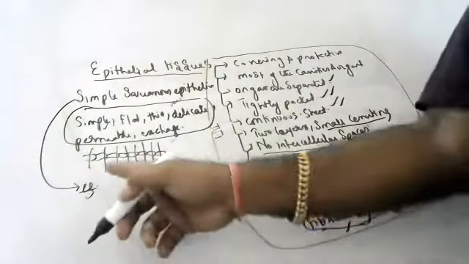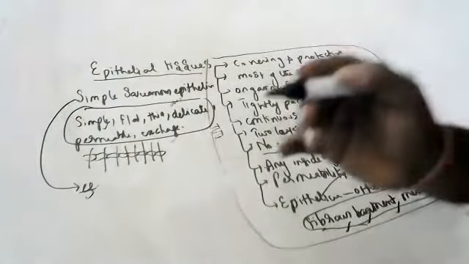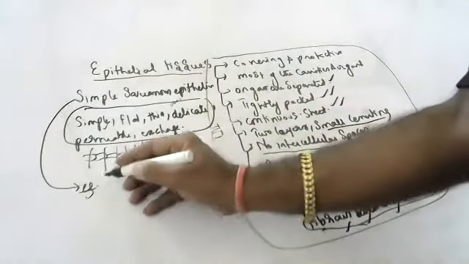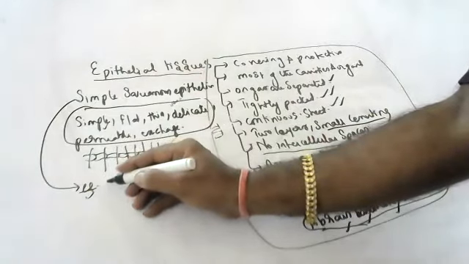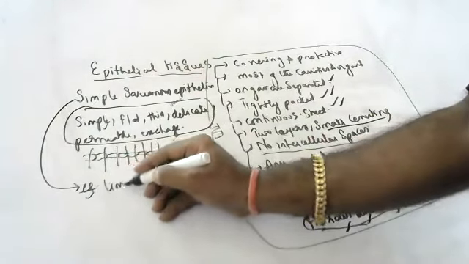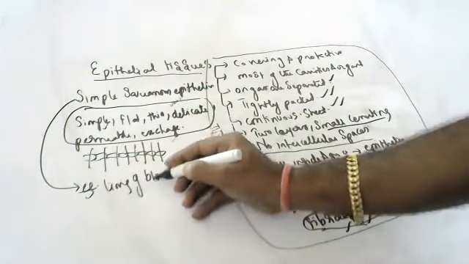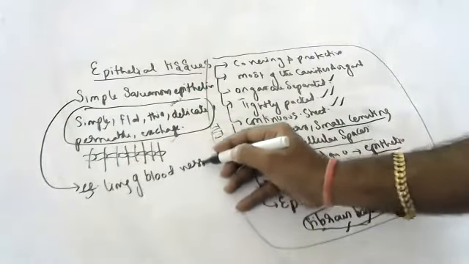Where they are present, you should learn. It's given in the textbook. I am also giving a list. Please make a list, and you have to remember that list. The diagram is there in the textbook, so please learn that diagram, children. They are present in the lining of blood vessels.